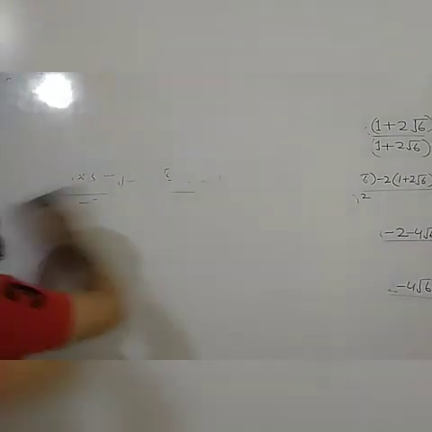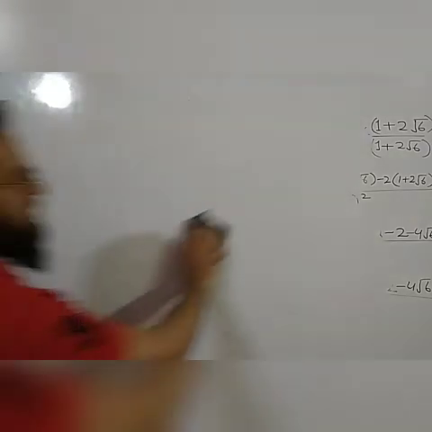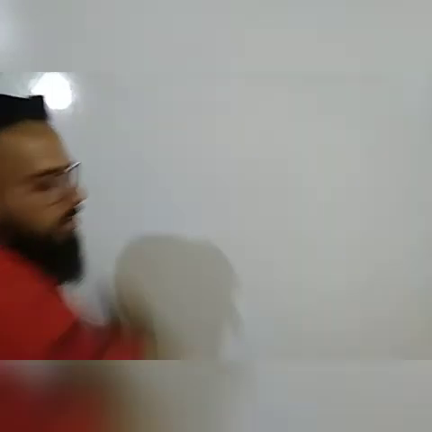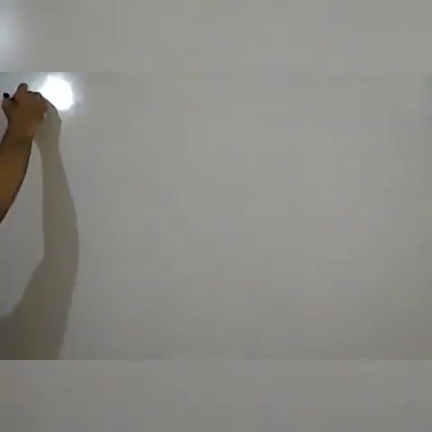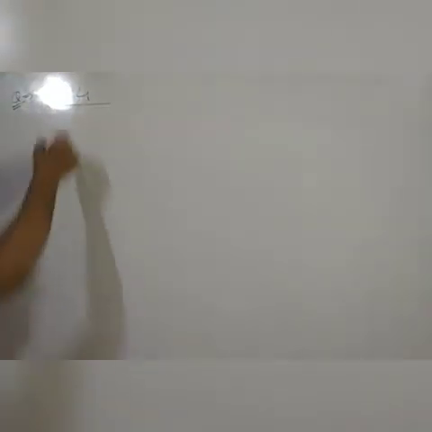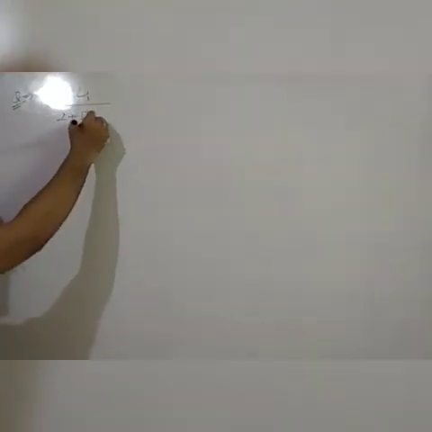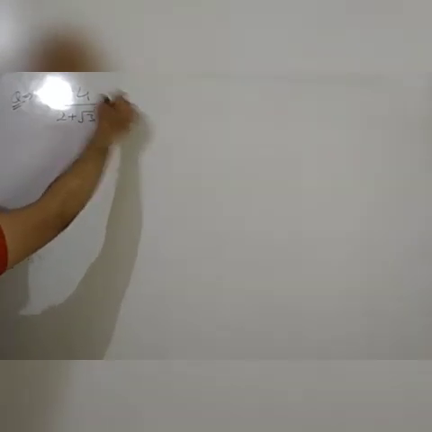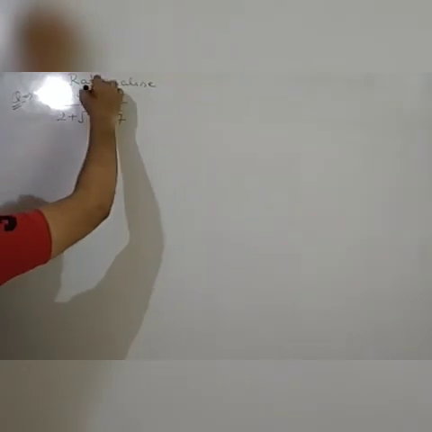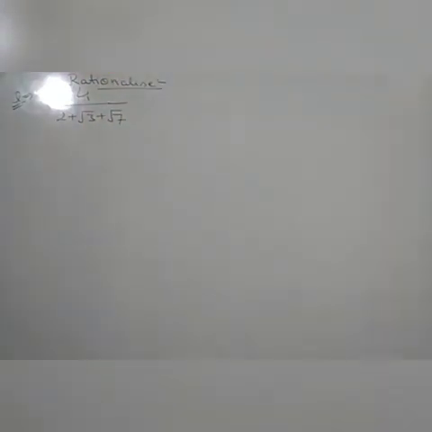Now you can solve and practice from your reference books, from NCERT and from any other book which you want to solve. I am giving you one more question which you will solve yourself. The question is 4 upon 2 plus root 3 plus root 7. You have to rationalize this term.